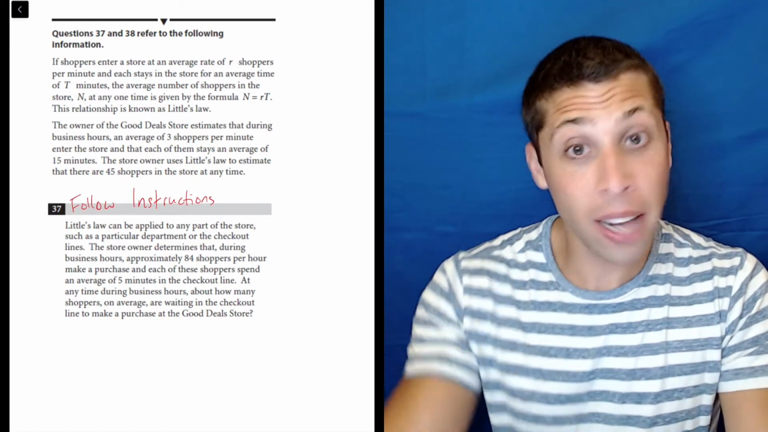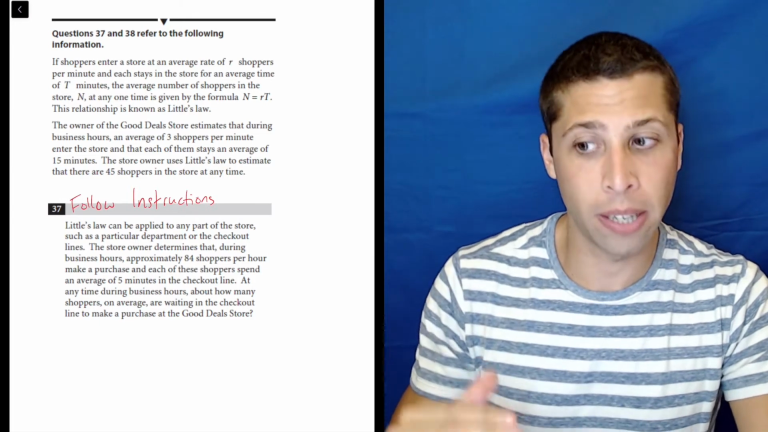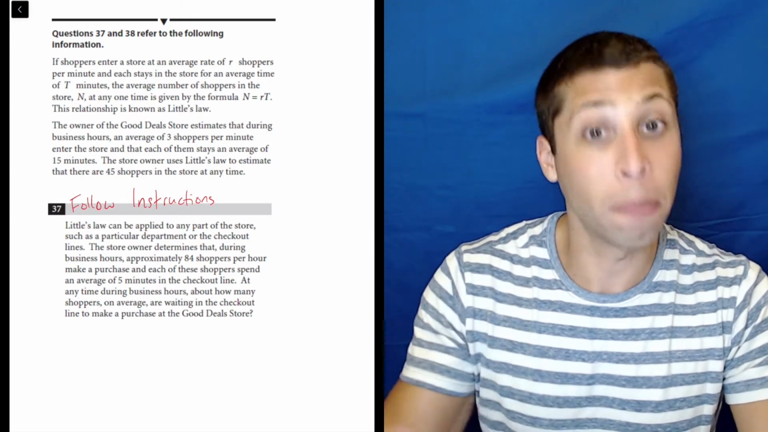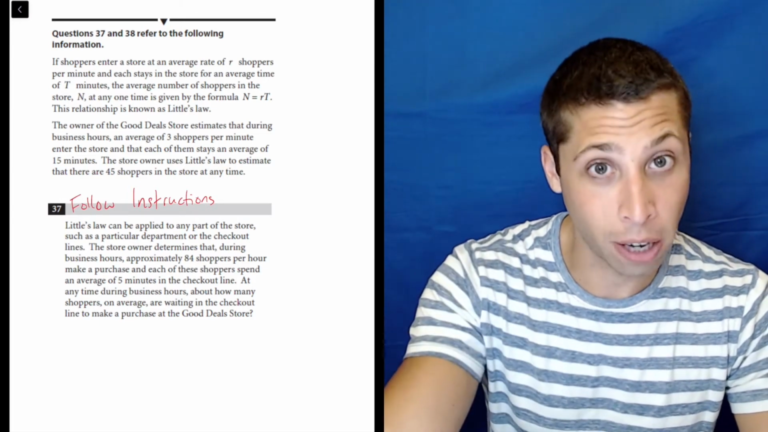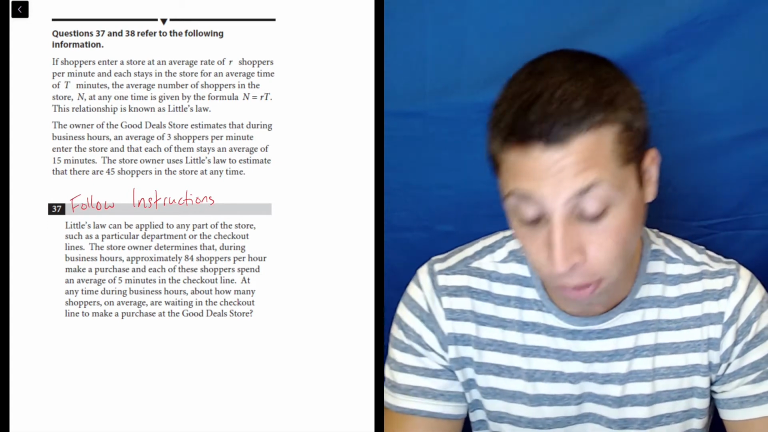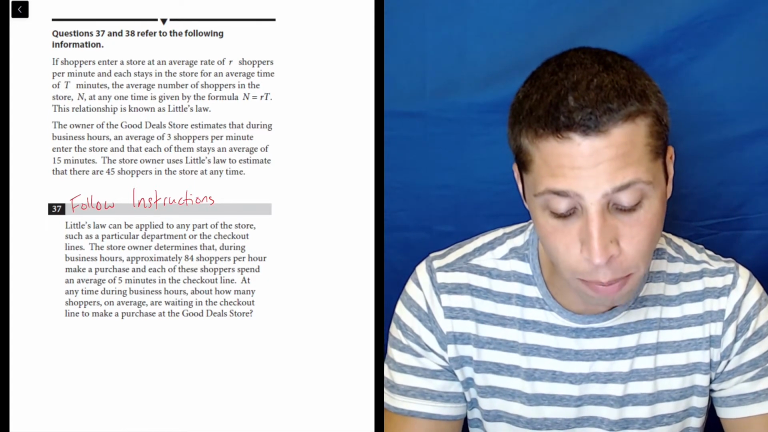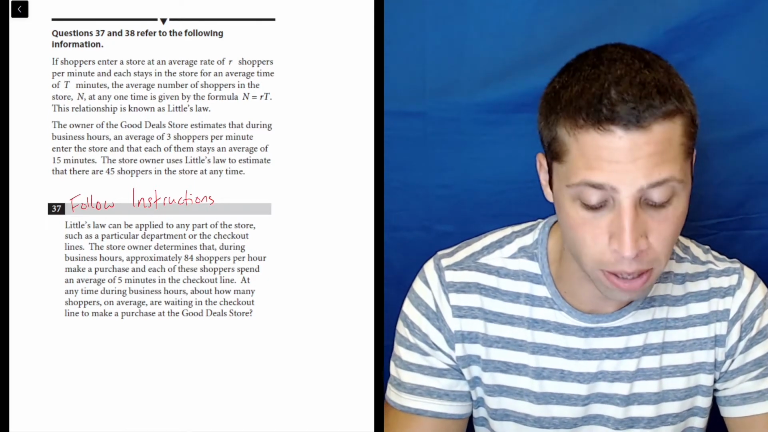Okay, so to be honest, I wouldn't even read the chunk at the beginning. I would go right into the question because I want to know what I'm looking for when I read the big chunk. So I would start with the question because that's going to tell me what to care about. The first piece of the question says, Little's law can be applied to any part of the store, such as a particular department or the checkout line.